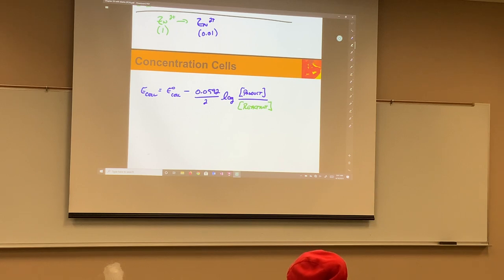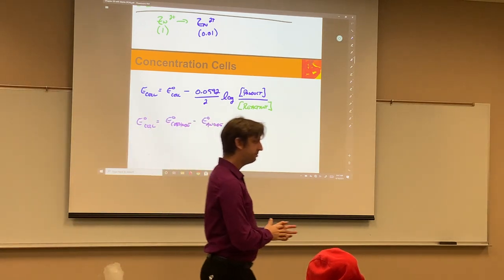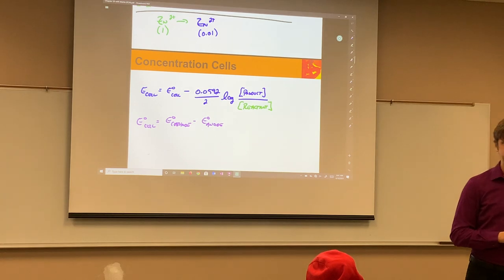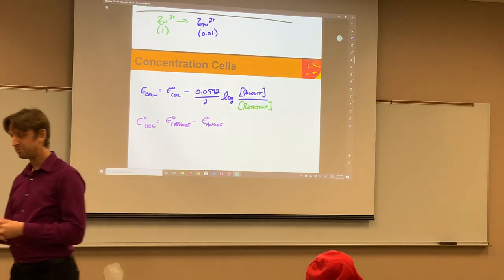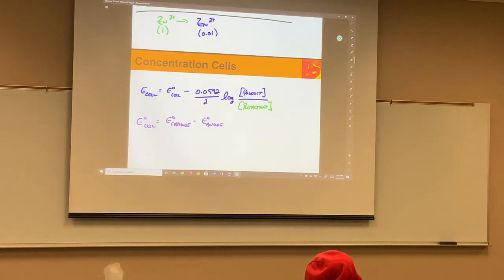Well, what is E naught of the cell equal to? Take a peek at that. So let's bring this idea out. E naught of the cell is equal to what? E naught at the cathode minus E naught at the anode. Good. So just to review a little bit, what reaction happens at the cathode? Reduction happens at your cathode, okay, and that means oxidation has to happen at your anode.